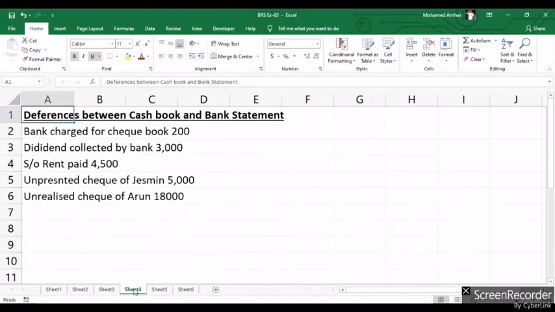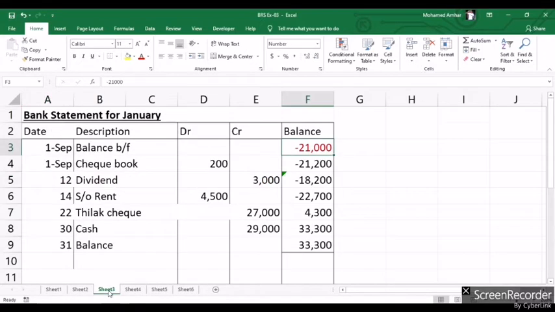So when you write the differences between the cash book and the bank statement, you have to write the unpresented check of 5,000. Here the unpresented check is 5,000. Right. Now then, okay, right.